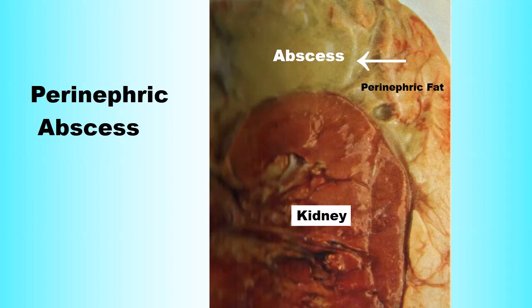This is a perinephric abscess, which occurs as a complication of acute suppurative bacterial infection with inflammation of the kidney called acute pyelonephritis, with spread of infection from the kidney to the perinephric fatty tissue or adipose tissue, causing perinephric abscess, which appears as a localized collection of greenish pus material in the perinephric fatty tissue.